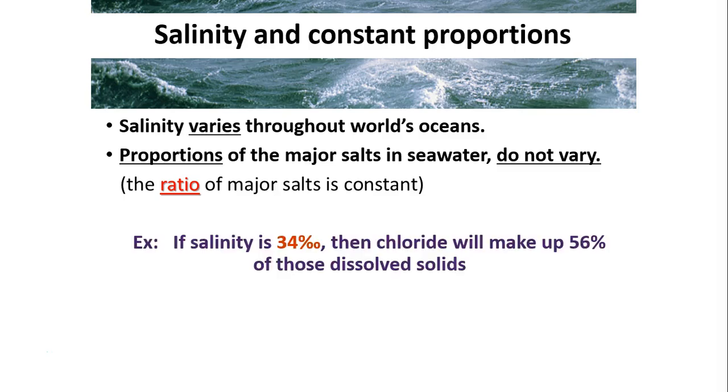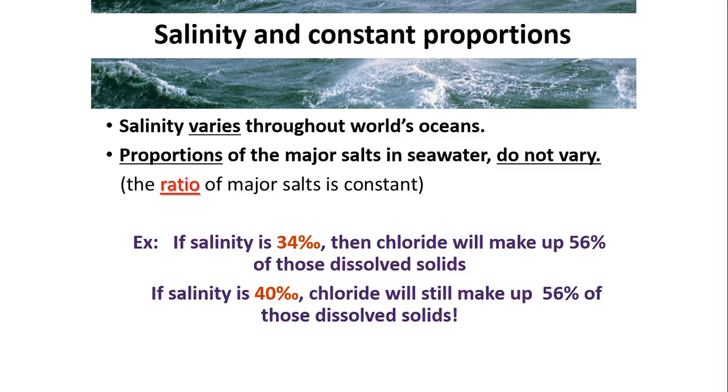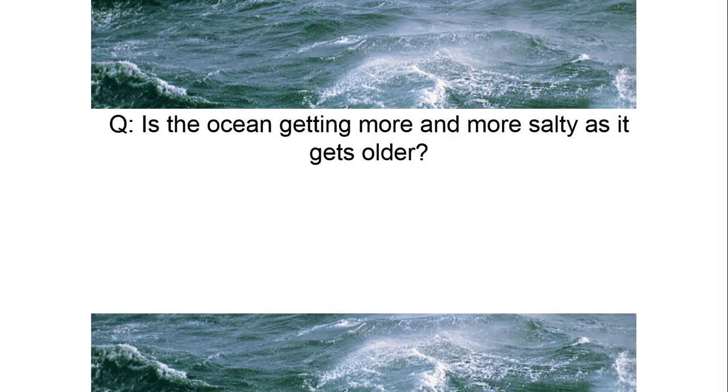For example, if the salinity is 34 parts per thousand, then chloride will make up 56% of those dissolved solids. If the salinity is 40 parts per thousand, chloride will still make up 56% of those dissolved solids. Okay, so that's the law of constant proportions, basically, or Forchhammer's law.